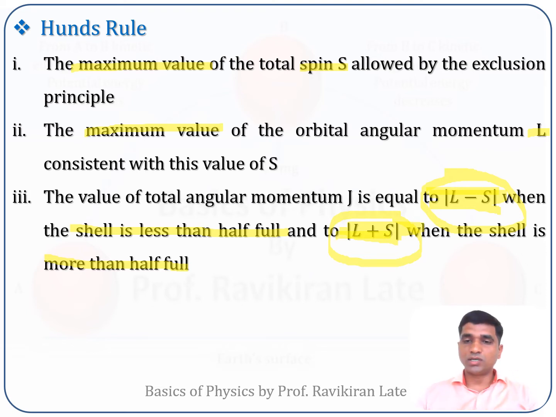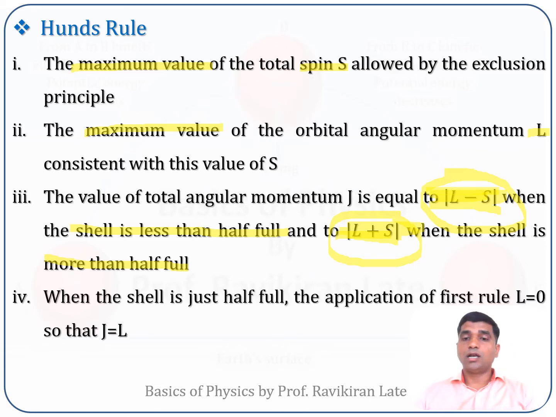For example, if you consider the p orbital, 6 electrons can be accommodated. If the p orbital has 2 electrons, then it is less than the 50% capacity of the p orbital, because as the p orbital has 6 electrons, its 50% capacity is 3 electrons. So less than 50%, that is less than 3. So in that case your total angular momentum will be L minus S. If it has 4 electrons, then it will be L plus S.